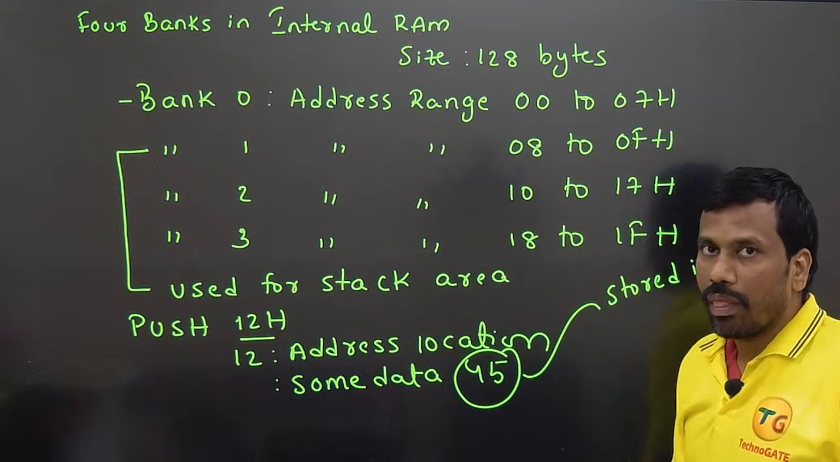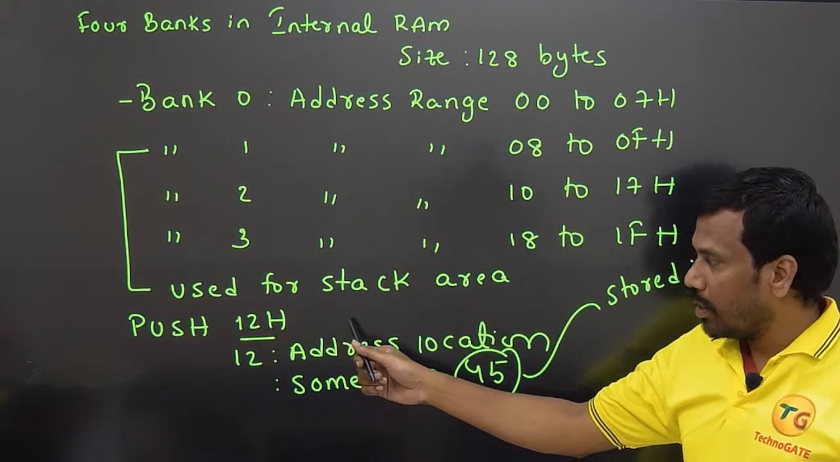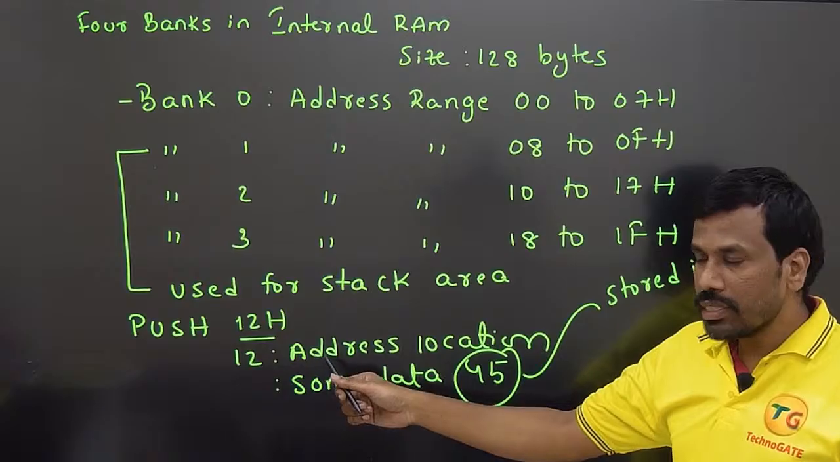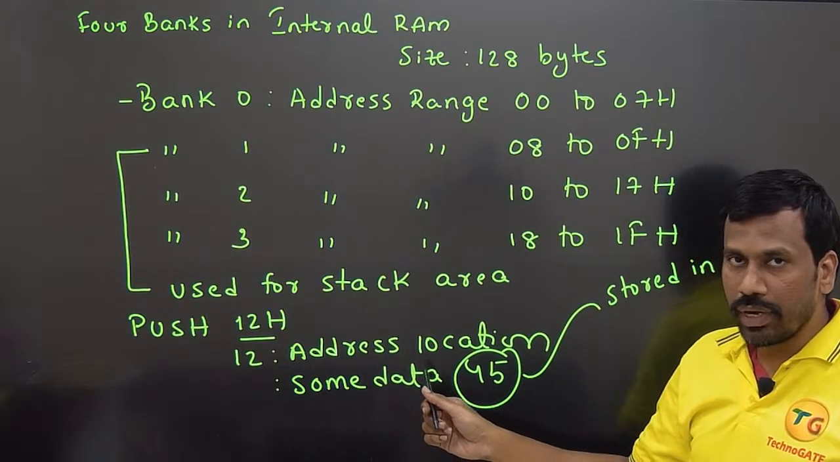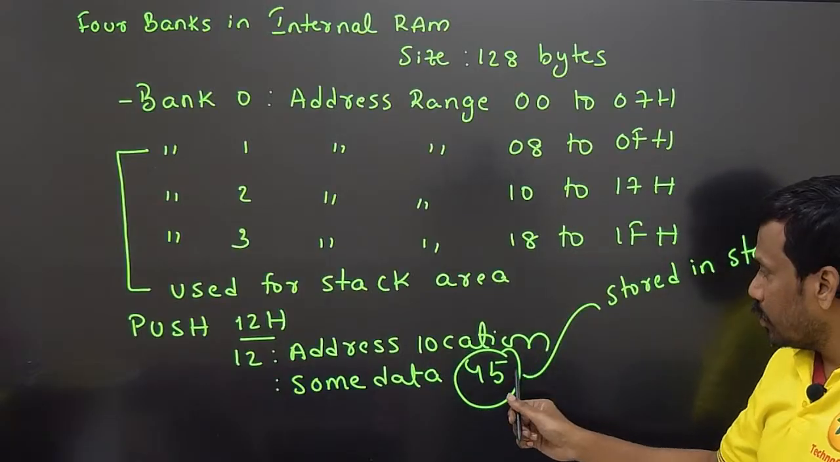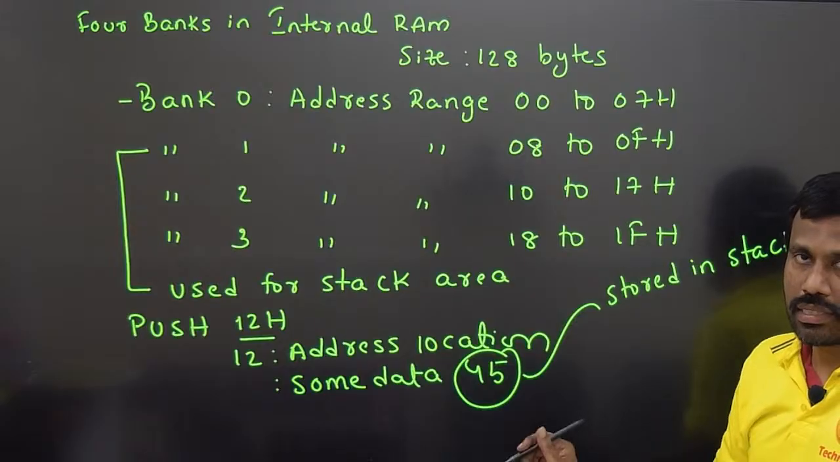Understood? Push 12. Example I am giving. Example is what? Push 12. So 12 is what? 12 is address location. In the address location, what is there? Some data is there. What is that data? 45. So this 45 will be stored in the stack. Okay, so that's the point.